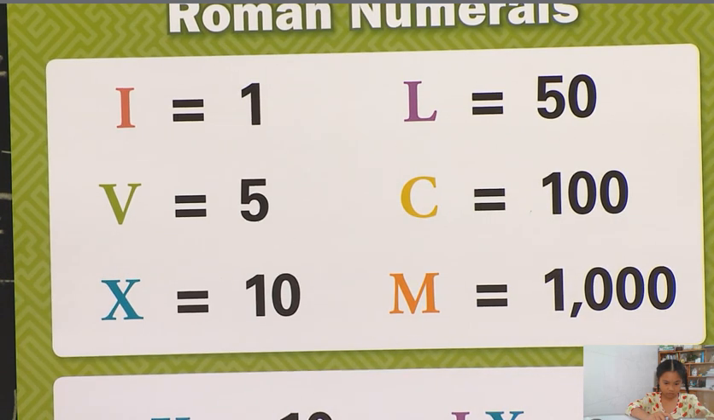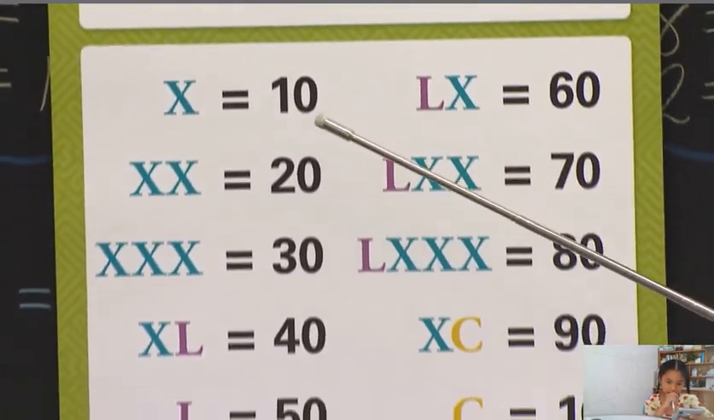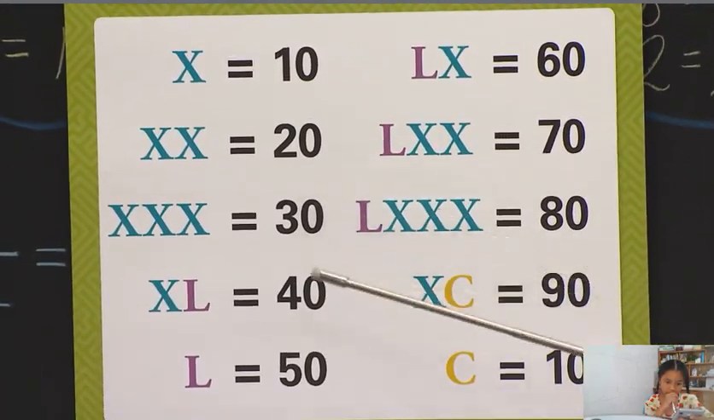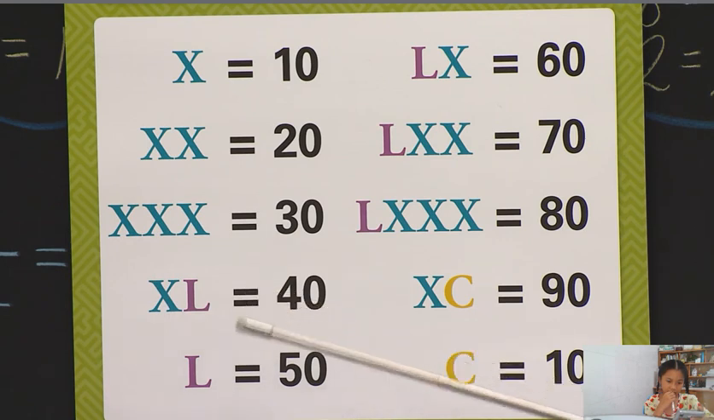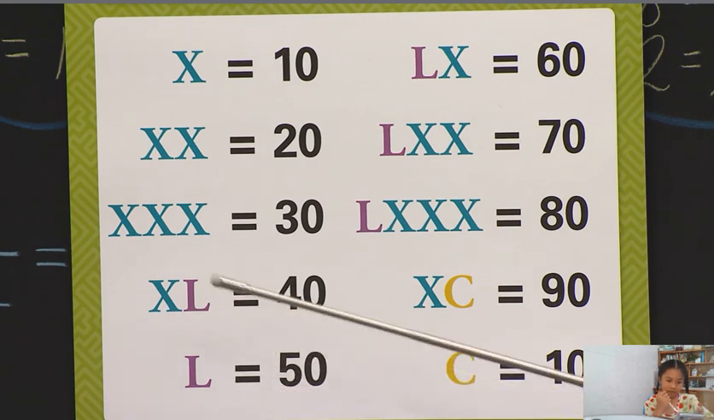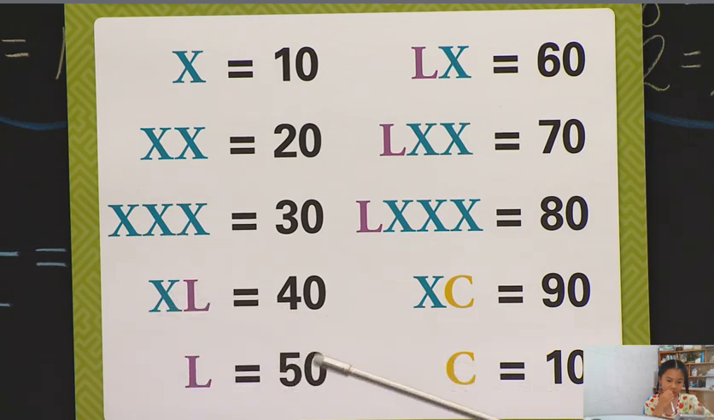Let's take a look at a couple more groups when we're counting by tens. We know that X equals 10. We know 2 of them would be 20. 3 X's would be 30. Now let's look at how we would write the number 40. You have X and then L. A smaller in front of a larger, so you're going to subtract. You're going to subtract 10 from 50, which will give you the answer of 40. So think 50 minus 10 equals 40. Then we've memorized, or will memorize, L equals 50.